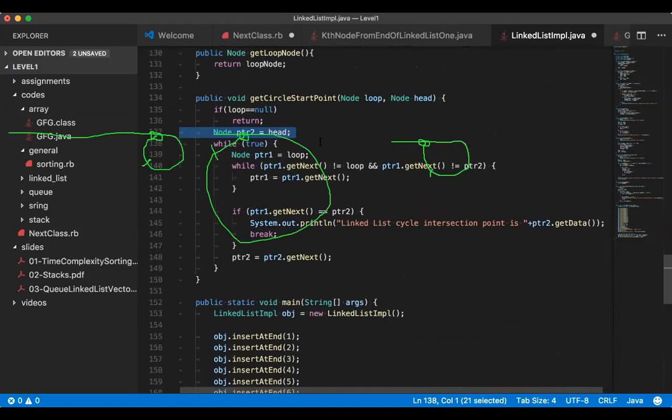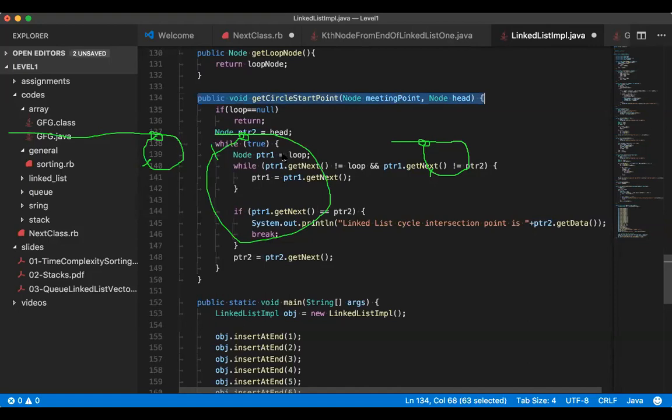Okay. So actually, in this get circle starting point, he started from the head, and the other node he talked about is loop. This is actually the point of meeting, the point where they met first when we were finding the circle. So using these two starting points, the head and the meeting point, he is trying to find where the starting point of the circle is. Let me call it meeting point instead of just loop, the first meeting point. What we want to find is the starting point of the circle. And what he has done is correct.